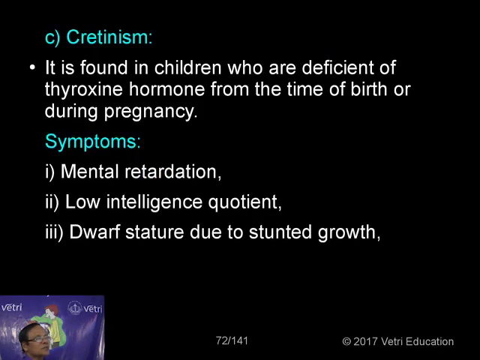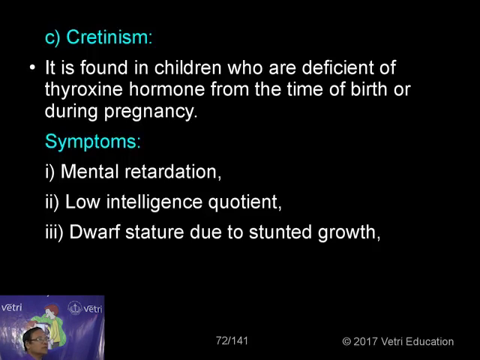Now the third disorder is because of the deficiency of thyroxin in the case of children at the time of birth. As a result, the growth of the skeleton is affected, the growth of the nervous system is affected, so they are mentally retarded, with short stature and even a pot belly. It is found in children who are deficient of thyroxin hormone from the time of birth or during pregnancy. So it started even during the pregnancy itself.